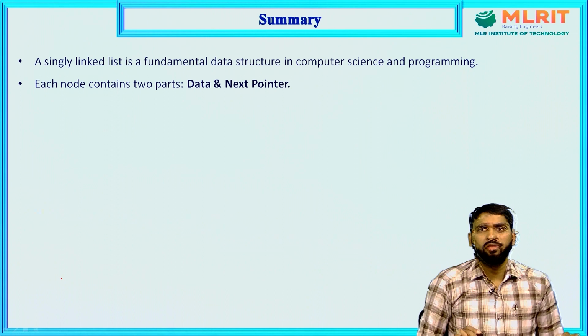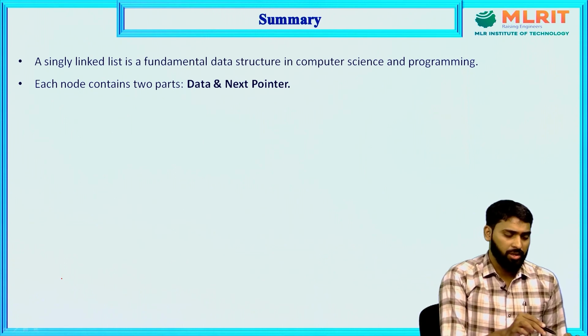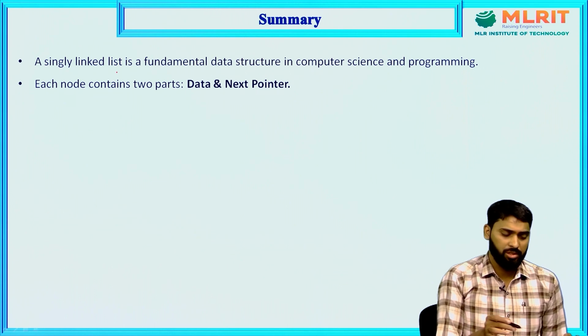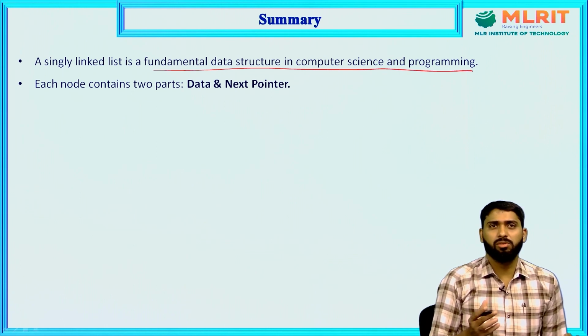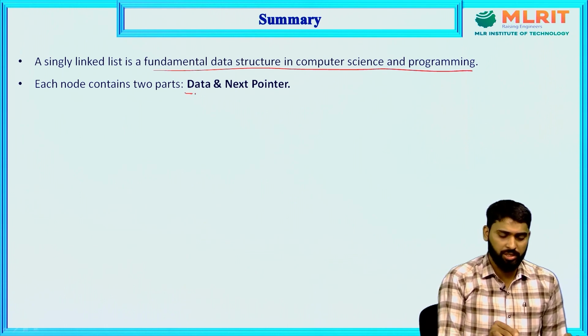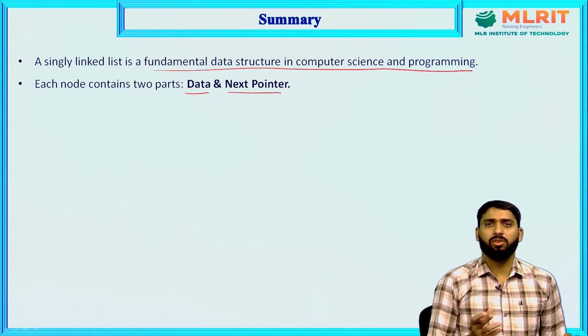So, the summary of this lecture. In this lecture we learned about the single linked list definition. A single linked list is a fundamental data structure in computer science and programming. This node has two parts, one is the data part, another one is the next part. In the next class we are going to learn how to insert nodes in a single linked list.